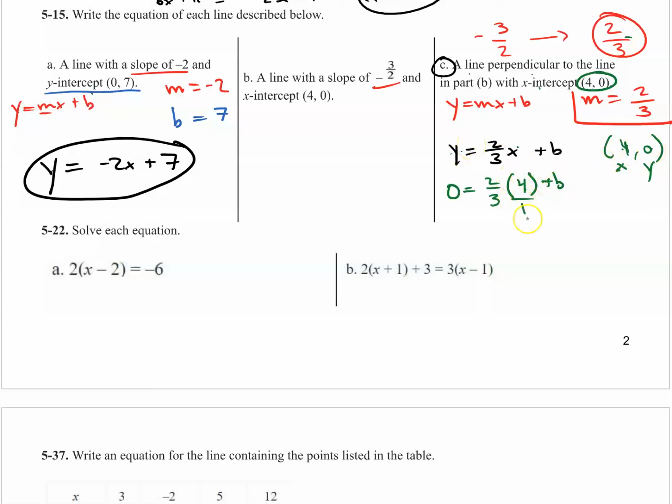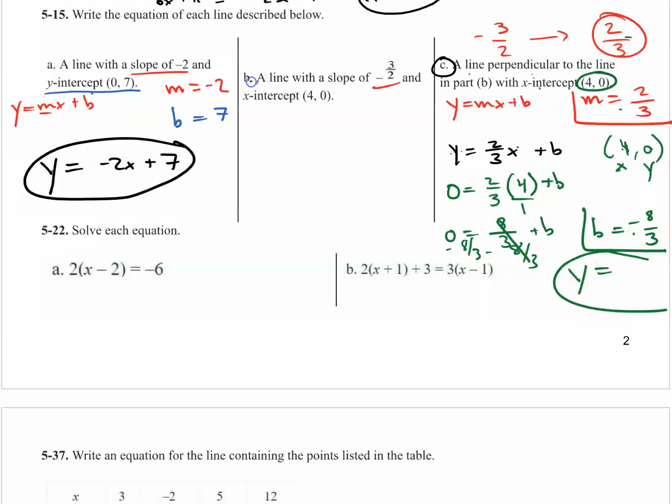Okay, then you can put the 4 over 1, and you multiply straight across, because it's a fraction. 2 times 4 is 8, and on the bottom, 3 times 1 is 3. Okay, take away 8 over 3 from each side, and 0 minus 8 thirds is negative 8 thirds. That's the slope. That's the y-intercept. You can write the equation and do b.